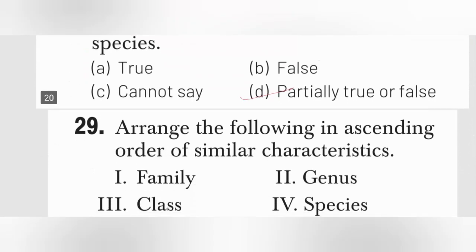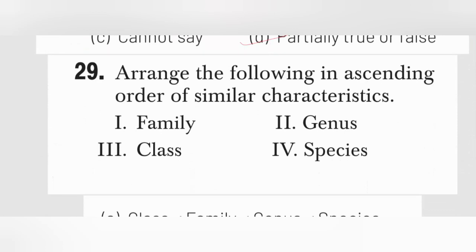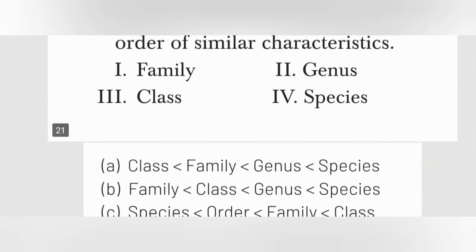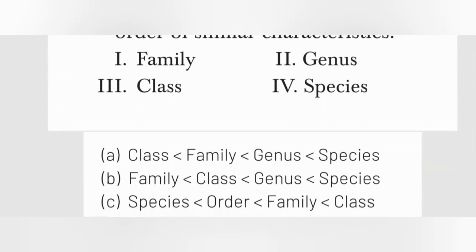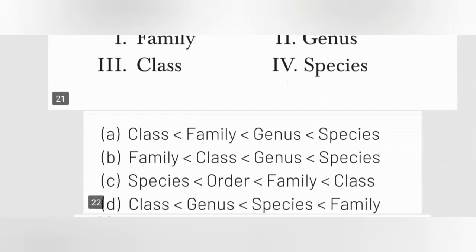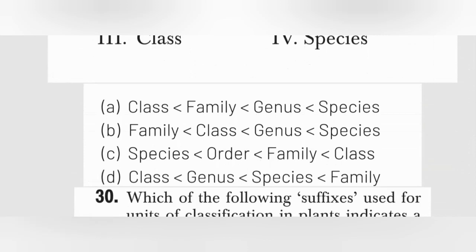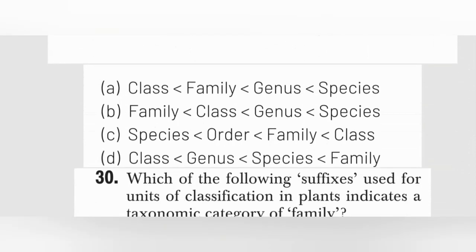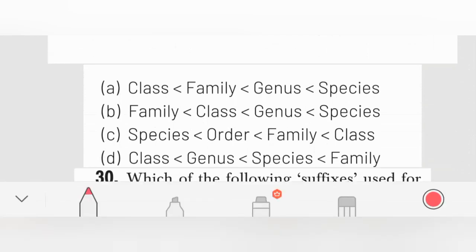Next, 29th. Arrange the following in ascending order of similar characteristics. So here the terms are family, genus, class, and species. Okay, here you can see the options. So what is the right answer? Yes, the right answer is A. Here the species will be the lowest and the class will be at the top among all these four.